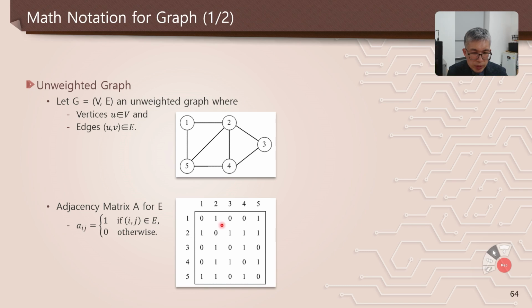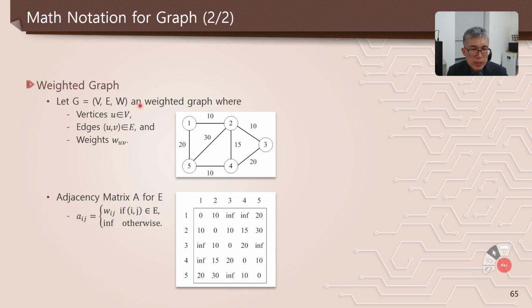Otherwise, 0. So on the loop case, the diagonal case, all 0. There is no edge. But for 1 2, 1 5 case, there is an edge between 1 and 2, and 1 and 5. Okay, that's why the Boolean value is 1. For 3 4 case, 0 1 3 4 case, there is no direct edge, so that's why the Boolean value is 0.